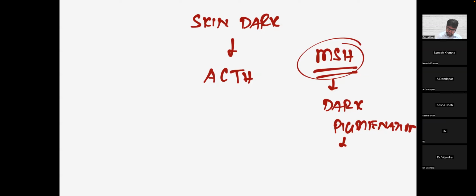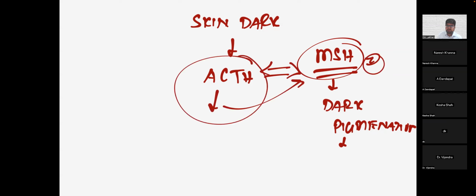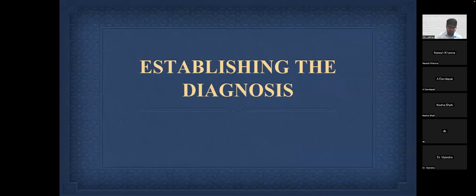And this MSH and ACTH are very similar in their structure. So when ACTH levels are very high, it acts on the melanocortin receptors, the melanocyte receptors, leading to a picture which is similar to MSH, and that leads to dark pigmentation. So any condition that leads to increased ACTH will lead to dark pigmentation of the skin. And this is, again, like I said, a very important thing for postgraduates to understand.